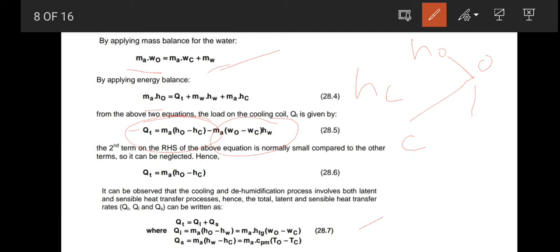If you see the diagram, W is here, and corresponding to W there is an enthalpy Hw at the W point. So first, for the latent process, Ho minus Hw multiplied by the mass flow rate of air, plus Qs, the sensible cooling process. That means taking the enthalpy difference Hw minus Hc and multiplying with the mass flow rate of air, we get this equation. Okay, so this is about the cooling and dehumidification process.